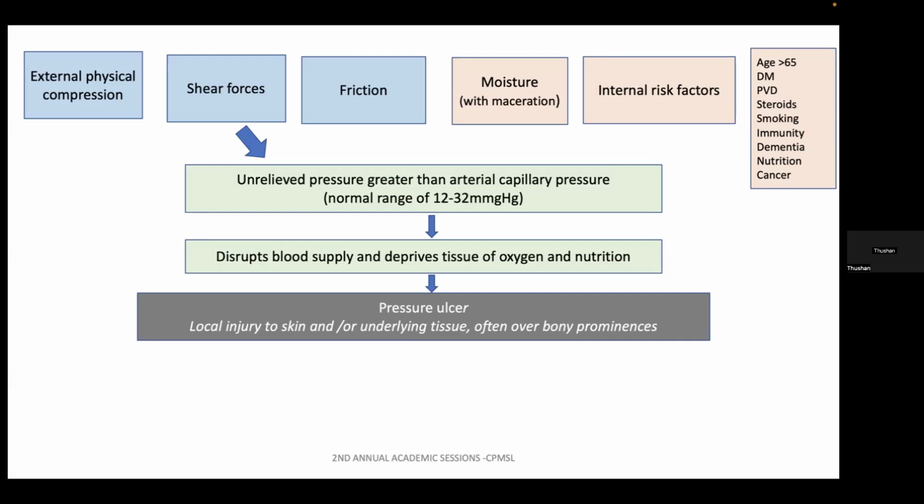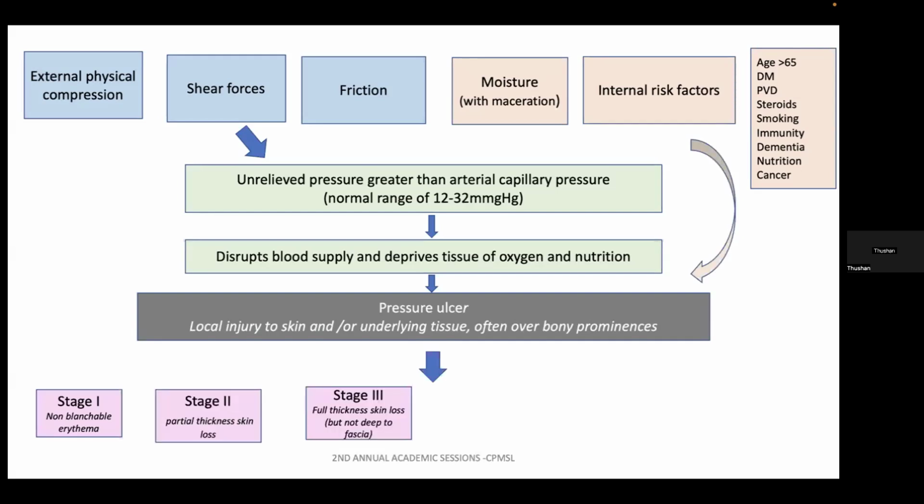You need to solve the pressure effect, you need to solve the shear forces, you need to solve the friction, maintain the right moisture balance, not too dry, not too moist, and look into the risk factors and modify them to sort this patient out. Right? And if you don't, it will happen. You end up with worsening pressure ulcers.